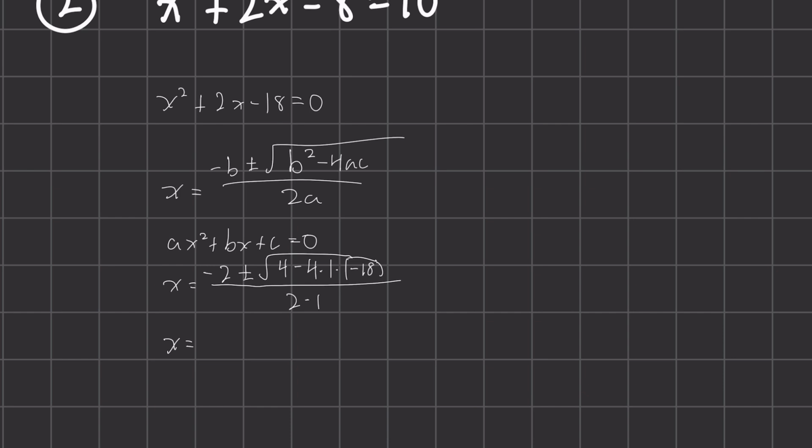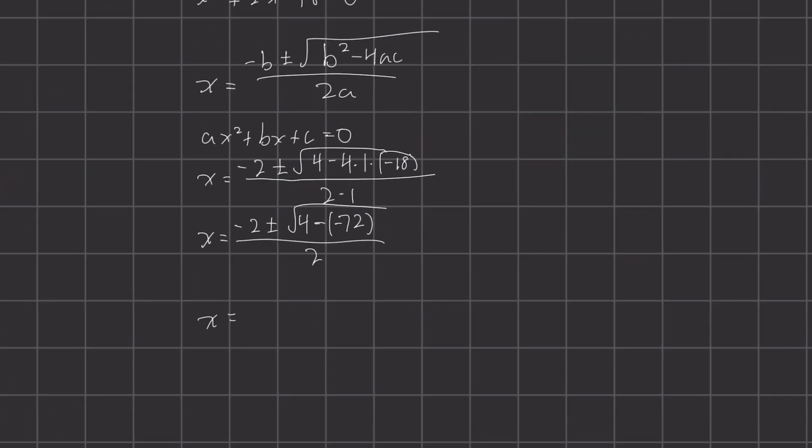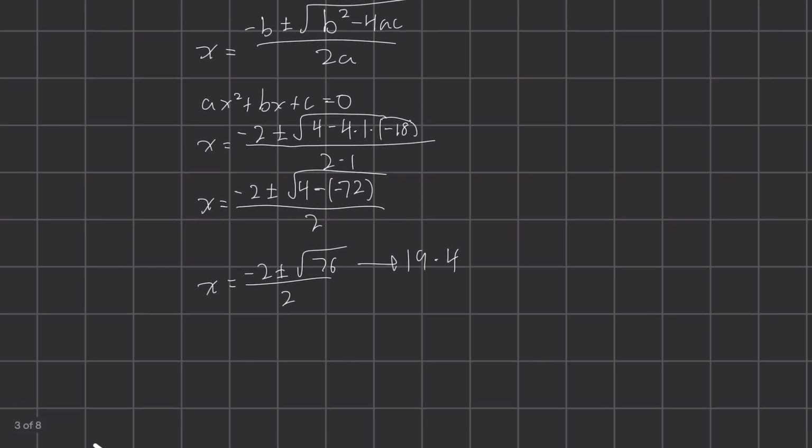So now we just simplify this radical at the top. It's going to be 4 minus 4 times 1 times -18, which is 4 plus 72, so root 76, all over 2. You have to notice root 76 is actually simplifiable because it can be written as 19 times 4. So x is equal to -2 plus minus 2 root 19, all over 2.